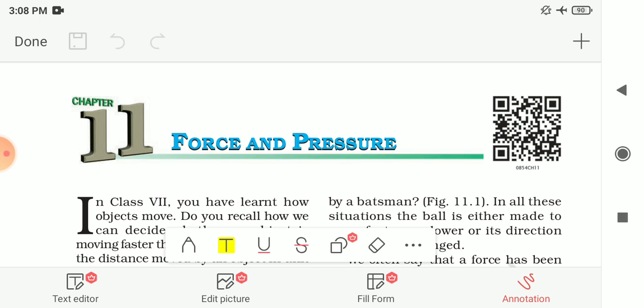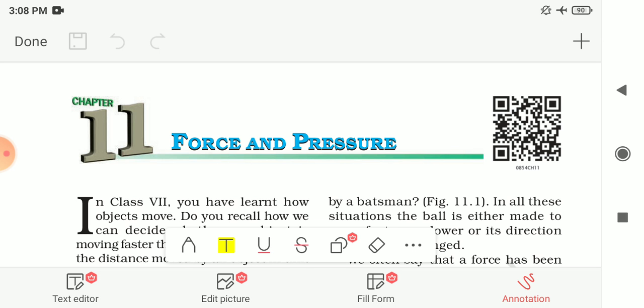Next we had seen that the force which opposes the motion of an object and comes into picture due to the contact between two surfaces is known as the frictional force. And the force applied by a machine is known as the mechanical force, and these are examples of contact forces.